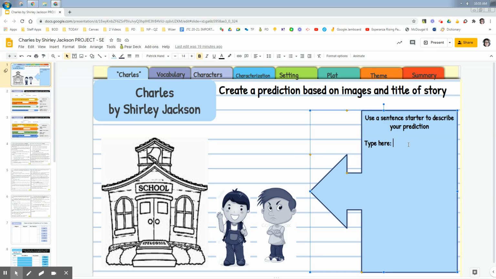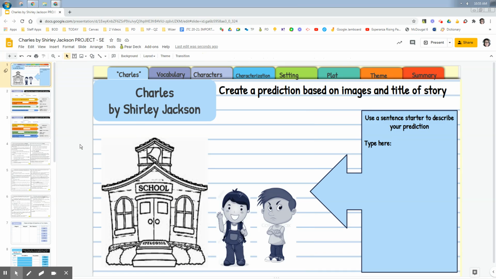You're going to type inside this blue box after where it says type here, and you're going to use a sentence starter to describe your prediction. You could say, I predict. You can say, my prediction is. And then make sure you give me a prediction. There's no wrong answer of what you think the story might be about based on what you see about these two boys, the picture of the school, and the name Charles. That's it for slide 1.